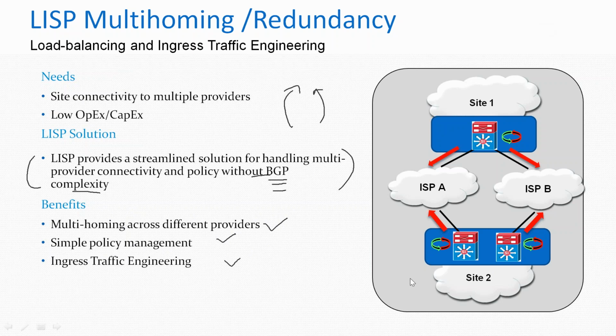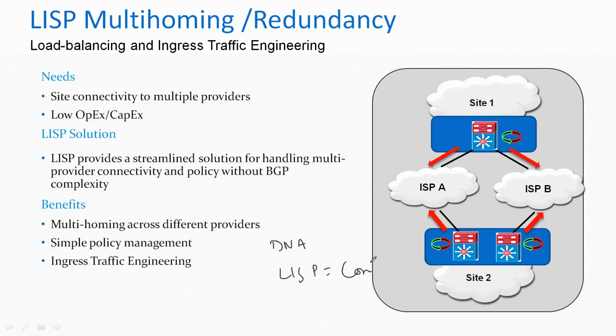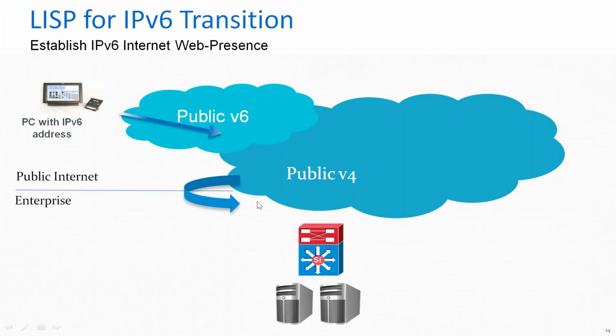So we have these things if we are using LISP, because we are telling all the time that with respect to DNA, LISP is used as a control plane, or you can refer to it as a routing plane as well. So routing will be very simplified if we are using LISP. That is one use case.